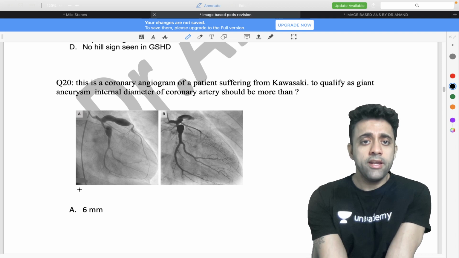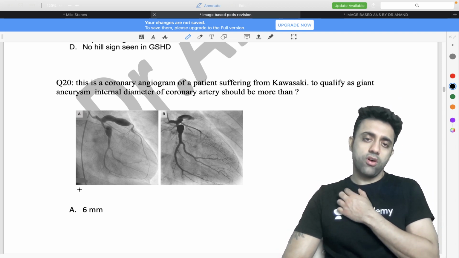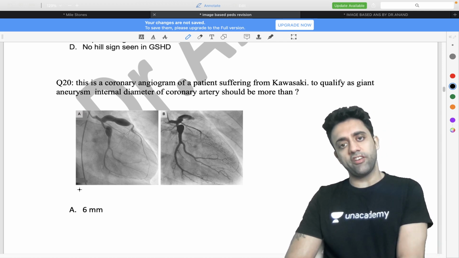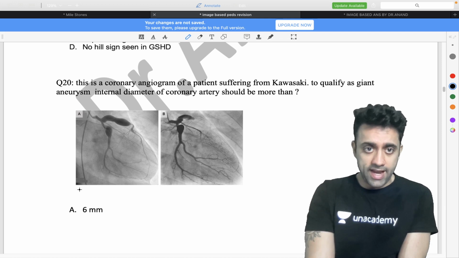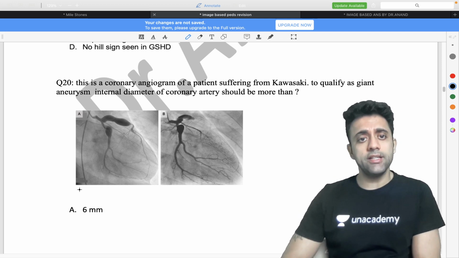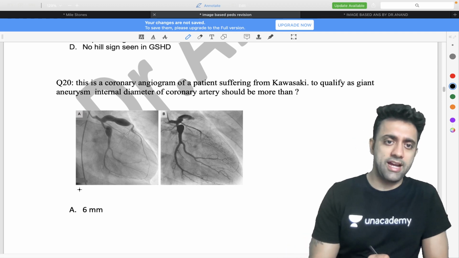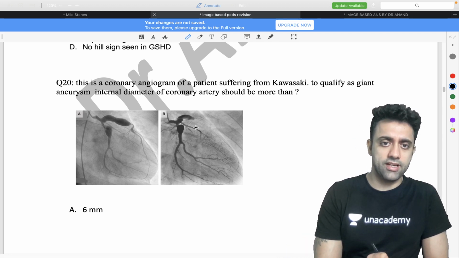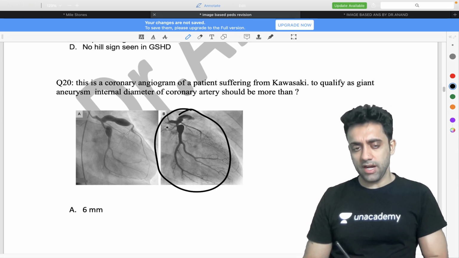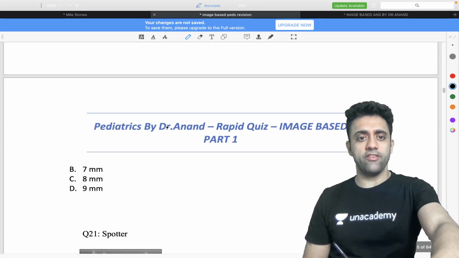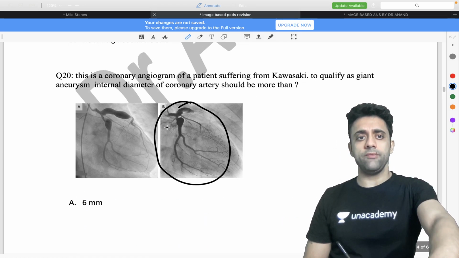This is the coronary artery angiogram of a patient suffering from Kawasaki. To qualify as a giant aneurysm, the internal diameter of the coronary artery should be more than what? How much should be the internal diameter of the coronary artery to say it is a giant aneurysm? The options are 6 mm, 7 mm, 8 mm, 9 mm. Anyone? What do you think? 6, 7, 8, 9. Very good.